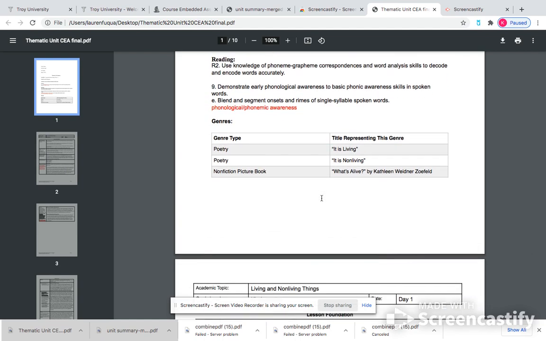There are two different genres that I've used within this unit. There's some poetry on living things and some poetry on non-living things. There's also a nonfiction picture book that will be used in day 3 of this unit, called What's Alive by Kathleen Zoehfeld.